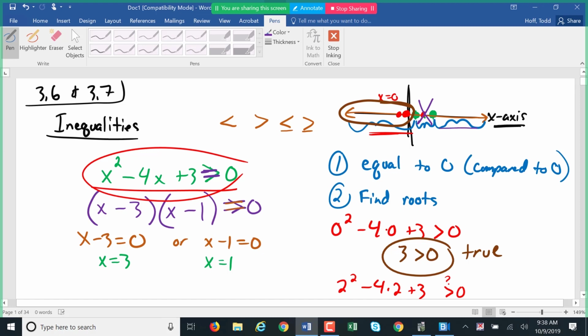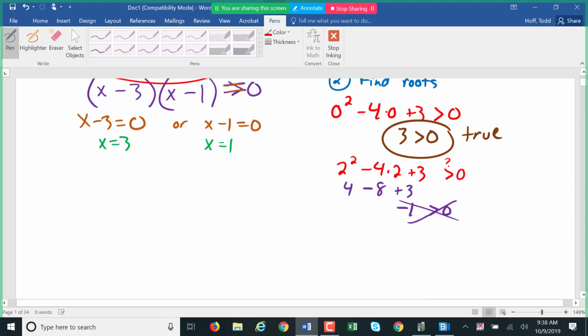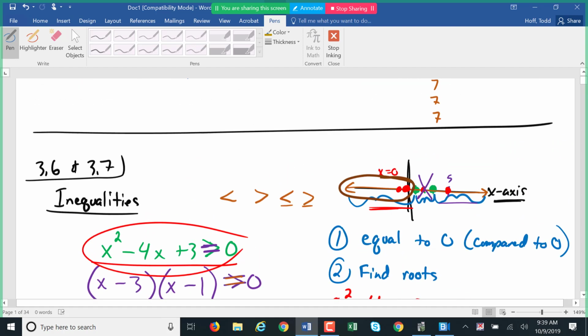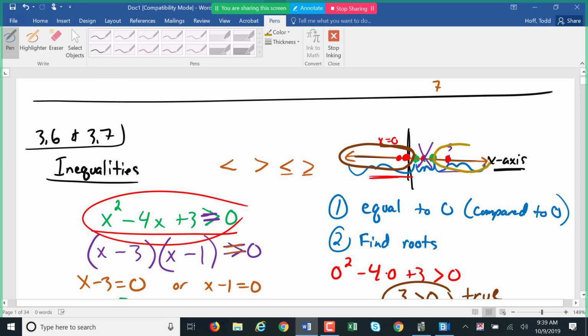On the upper range, larger than 3, let's pick 5. That's up in that upper range. So we test 5 in this inequality to see if it makes it true. That'd be 5 squared minus 4 times 5 plus 3. Is that greater than 0? Well, 5 squared is 25, minus 4 times 5 is 20, plus 3. 25 minus 20 is 5, plus 3 is 8. That is definitely greater than 0. So it is true on this region.